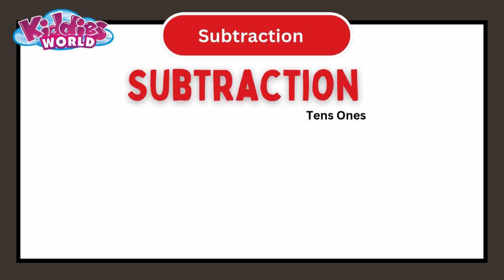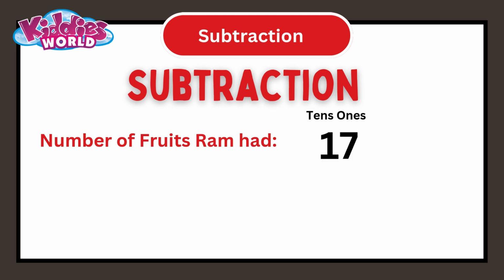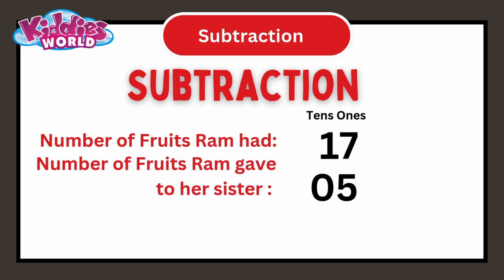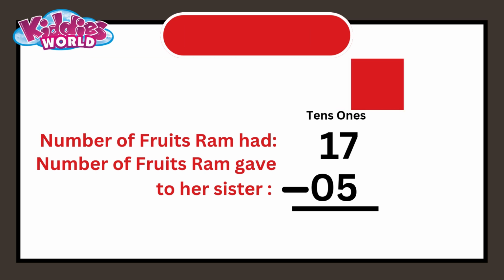First, we know Ram had 17 fruits. Then he gave 5 fruits to his sister. That means we need to subtract 5 from 17. In math, we use the minus sign to show subtraction. Let's subtract step by step.